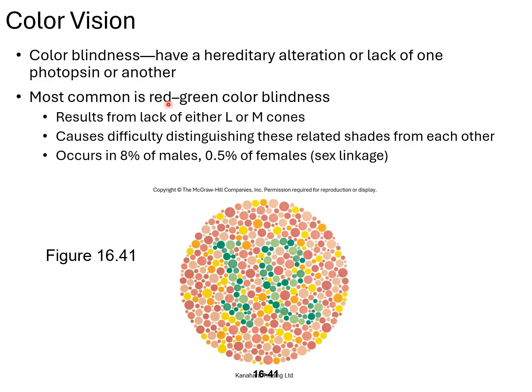And then most common is red to green color blindness, results from lack of either L or M cones, or long or medium cones, causes difficulty distinguishing related shades from each other, occurs in about 8% of males and about 0.5% of females. And because it's a sex linkage, it's mostly in males. And there is green, red, and yellow here. And if you are colorblind, you just don't see this shape right here.